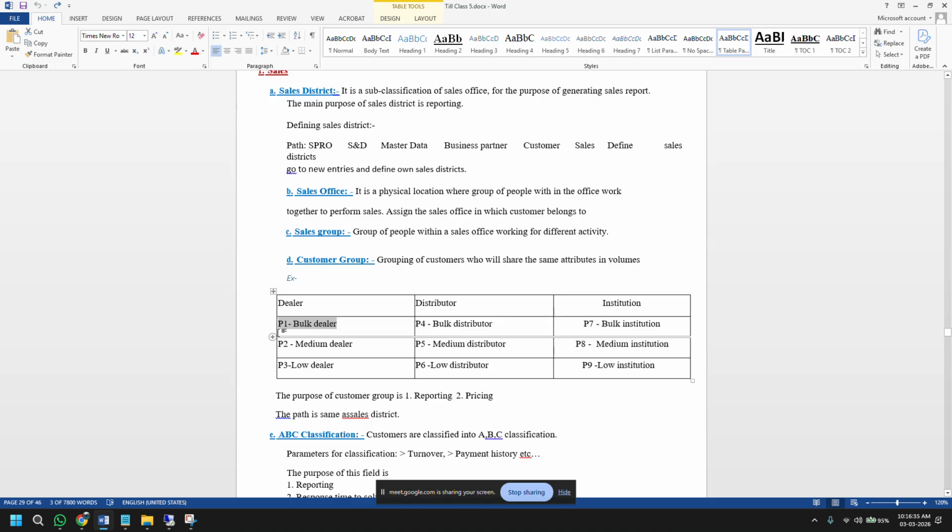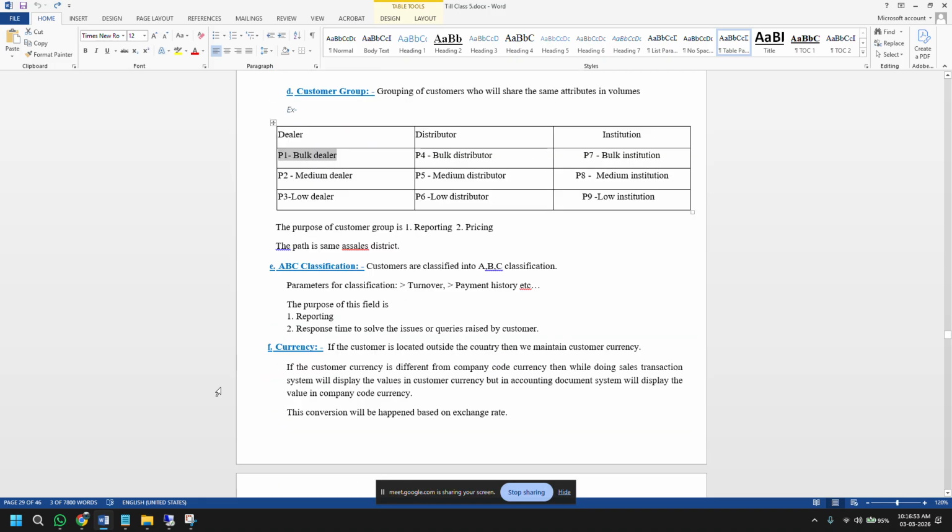Whenever customer group P1 comes into the picture, we will give some 2% additional discount. So in pricing you will maintain based on this customer group. You have that control to maintain this pricing. And as I said, at the end you can also use this customer group for reporting purposes.